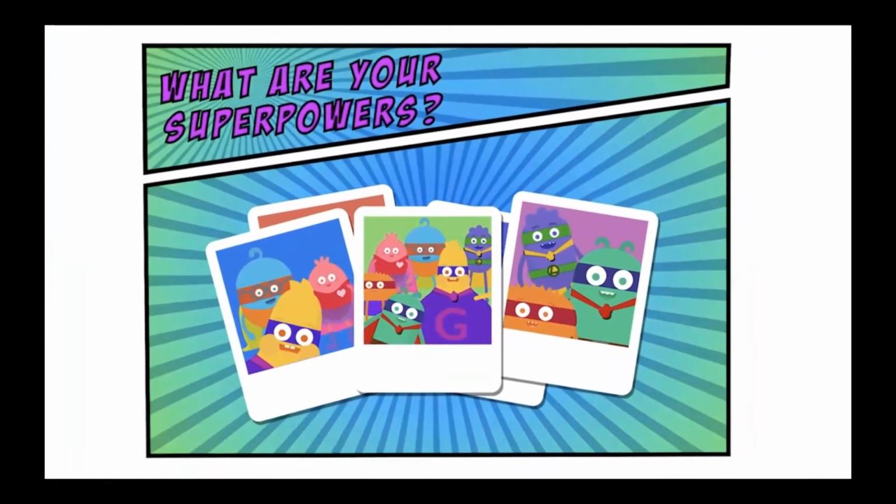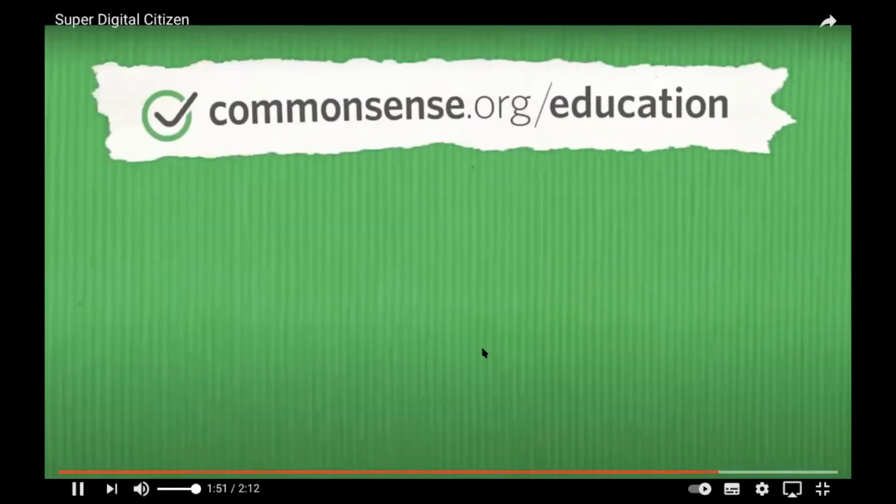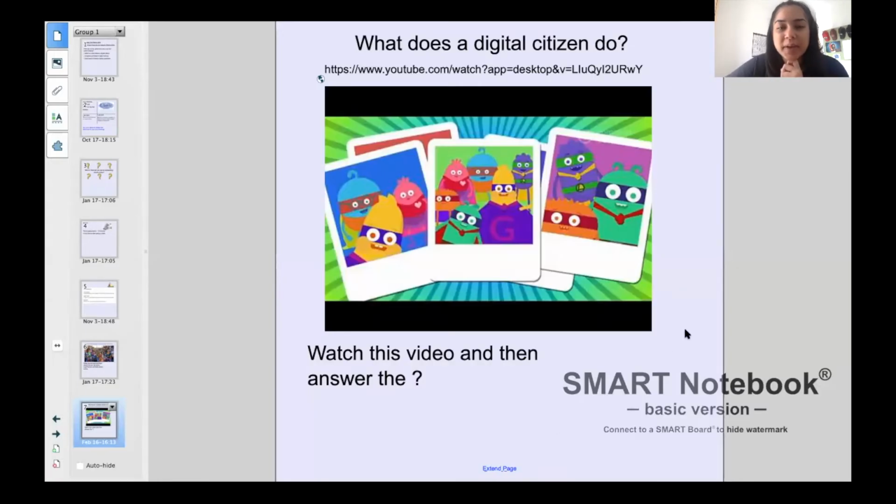What are your superpowers? Okay, so pause the screen and have a think, maybe write down some answers. What does a digital citizen do? Well done if you said, I've got my post-it here because I was making notes with you. So I've written digital citizen stays safe and responsible and respectful.